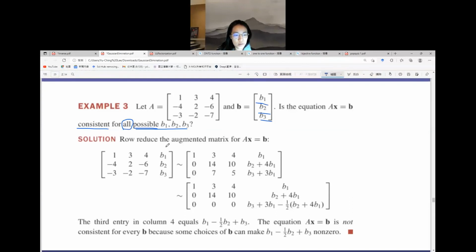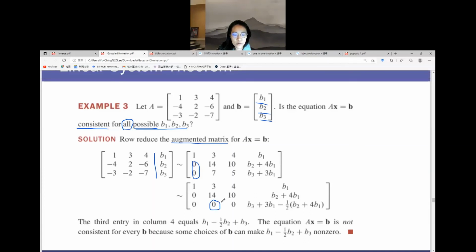So here is one way to do that. Of course, there are many possible ways. Here is one way. We still create the augmented matrix by putting just the abstract notation B1, B2, and B3 over there. And then again, we try to do the forward row reduction. First, letting the first elements of the second and third rows be zeros, and then continue to let the second element of the third row become 0. And then this is now an echelon form.